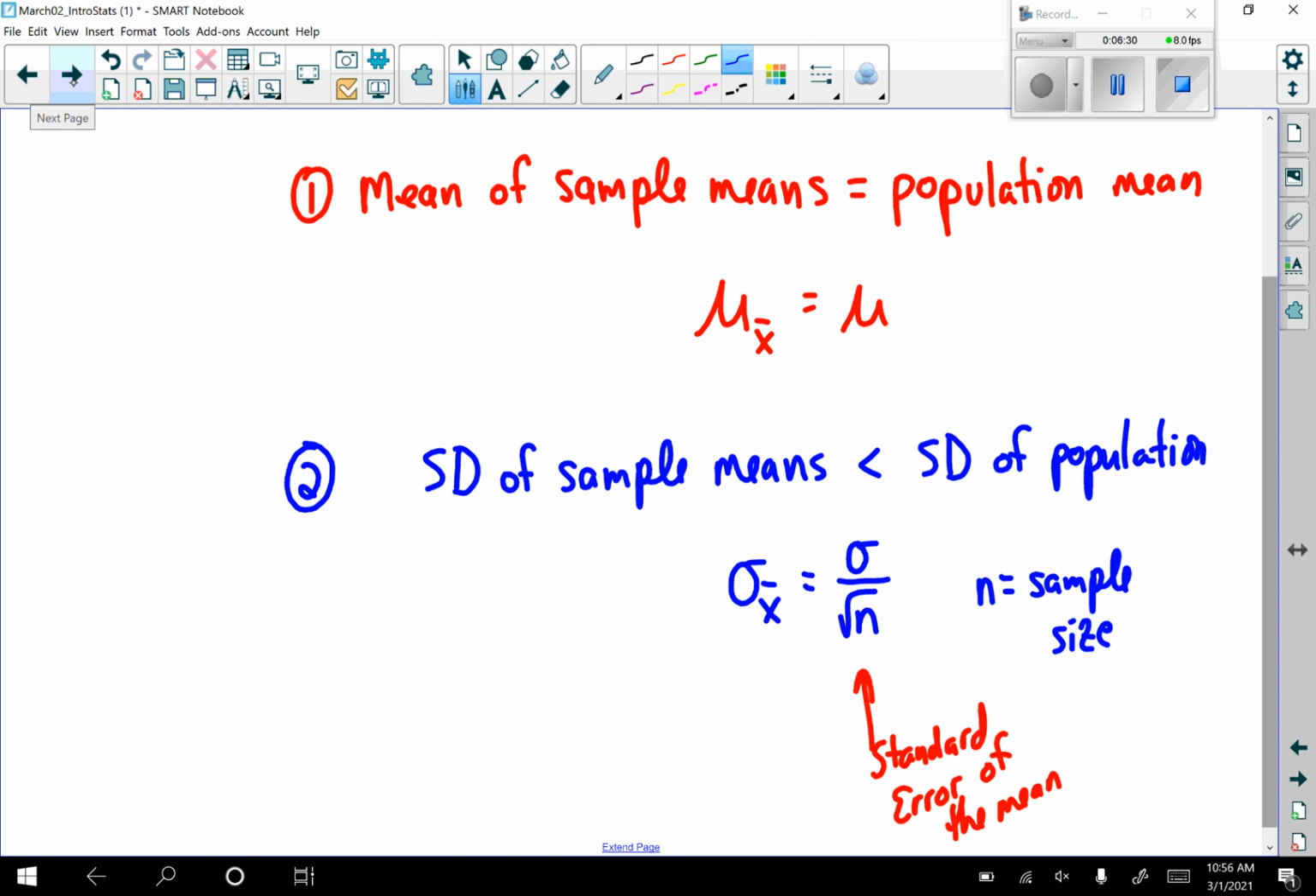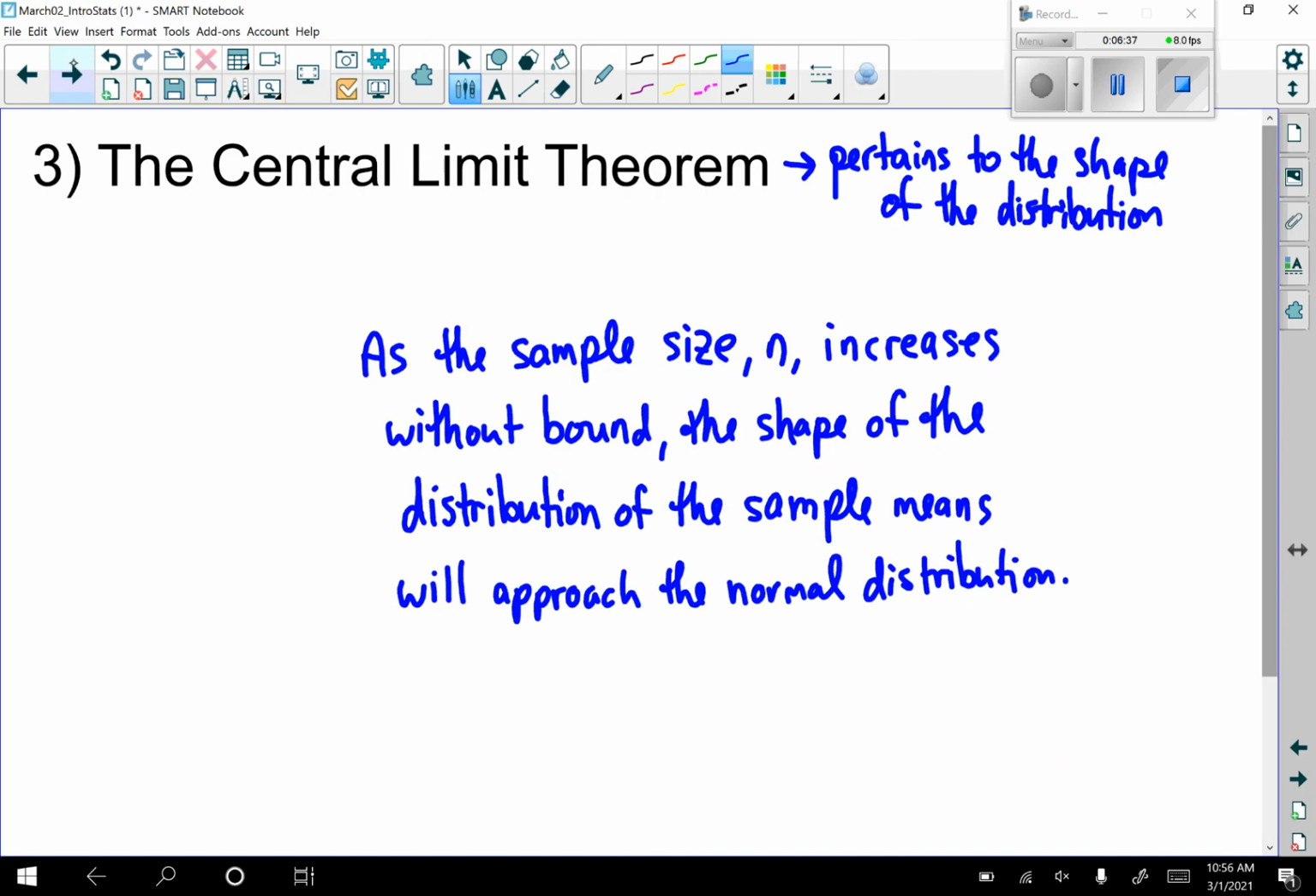Now this third property is actually called the central limit theorem, and it pertains to the shape of the distribution. And what this says, and limit is a key word here, is as the sample size n increases without bound, the shape of the distribution of sample means will approach the normal distribution. So as our sample size keeps getting larger and larger, we're going to eventually get the normal distribution shape.